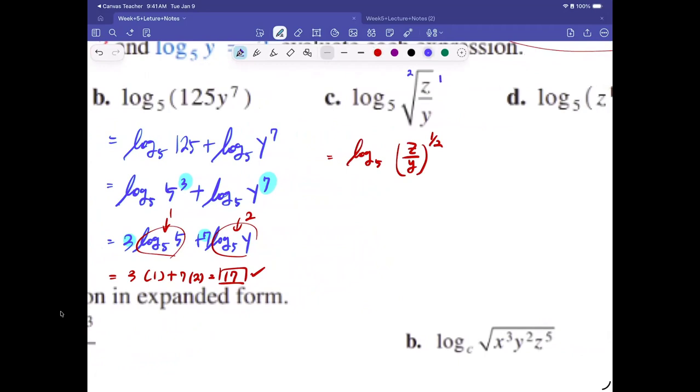Square, and then this is the 1 power, right? So exponent divided by index. Blue divided by green. Always, okay? That's why it's the 1 over 2. And then bring 1 over 2 in the front because it's the exponent.